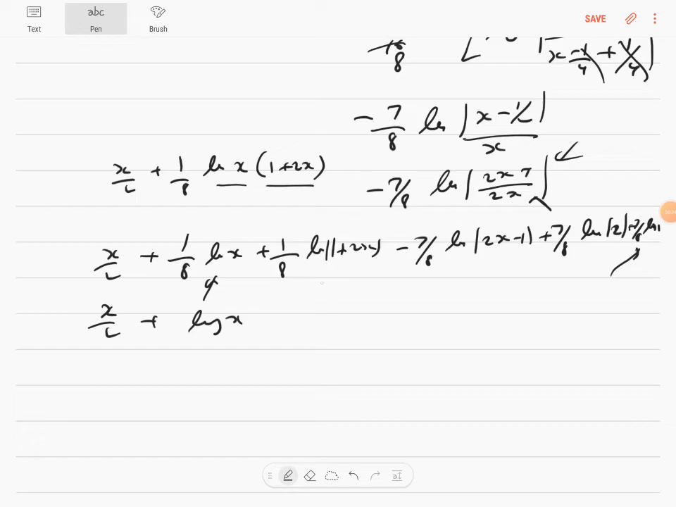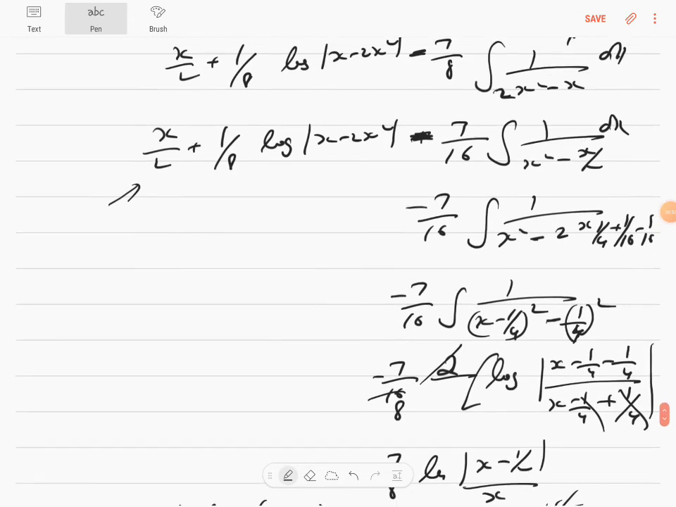And if you see this and this, is it solvable? Let's check that out. Log of 2x minus 1 is log of 1 minus 2x. Yeah, you can write it as 1 minus 2x because it is within mod, doesn't matter.